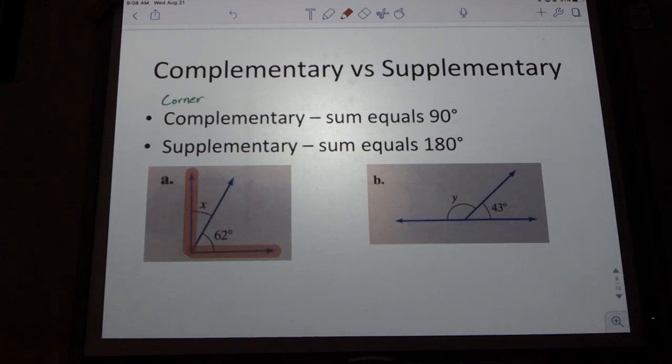Okay? All right. Next, supplementary. Supplementary. That S. Straight line. Straight line. Okay? A supplementary is a straight line. That is the way that I was taught as a kid, those two words. Since then, I've come up with a way that I actually liked a little better.